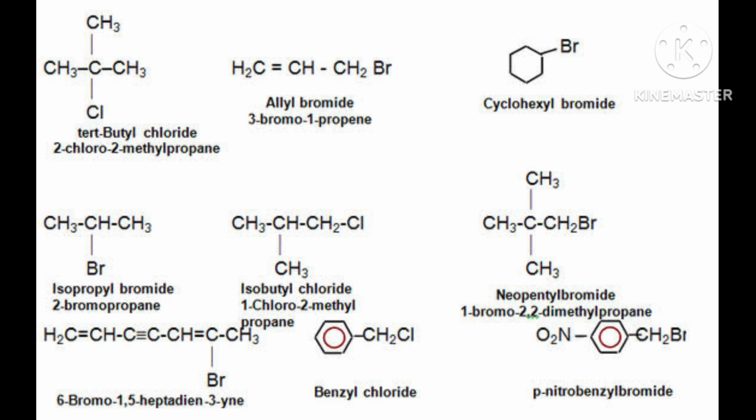But here bromine is attached with the first carbon. That carbon is attached with only 1 carbon, means second. First is attached with second. Bromine is attached with the first carbon, and that carbon is attached with the second carbon, only 1 carbon. Then it is primary only. But the branch you can see in the structure.